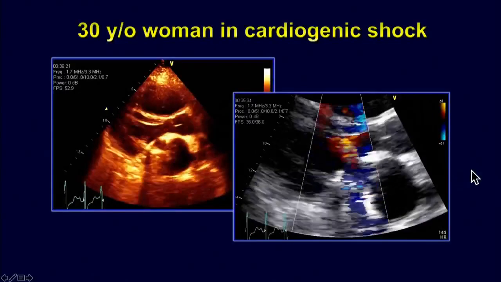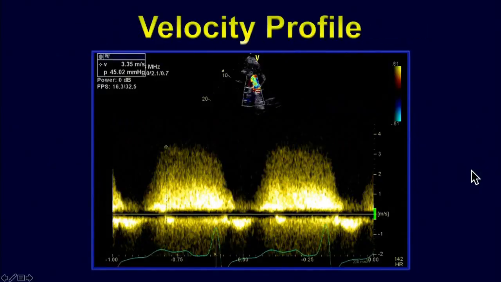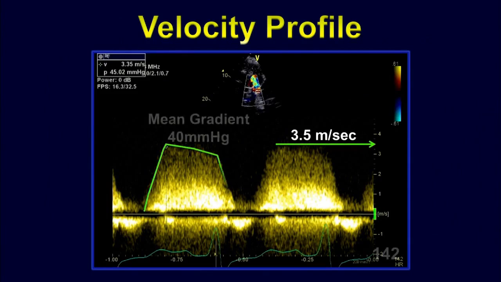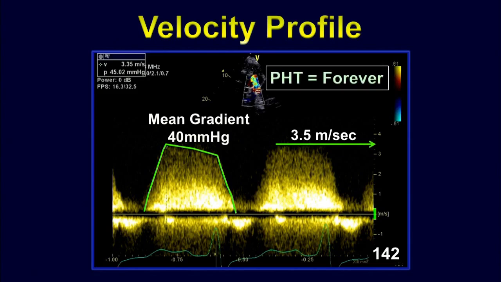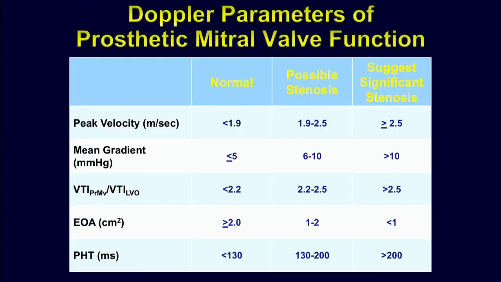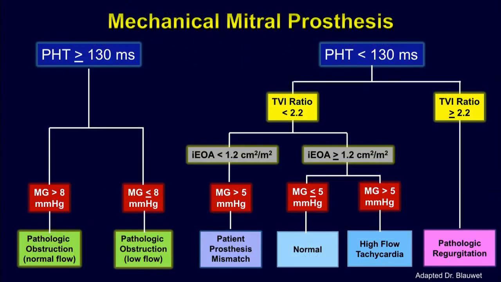Here's the color Doppler of the mitral prosthesis. Here's the spectral Doppler mitral velocity profile, a rocket E-wave velocity of 3.5, a mean gradient of 40 millimeters of mercury, and I'd just say the pressure half-time went on forever. So this patient clearly had significant prosthetic stenosis. Why? Because the pressure half-time was more than 130 milliseconds, and therefore this patient's mean gradient is 40.